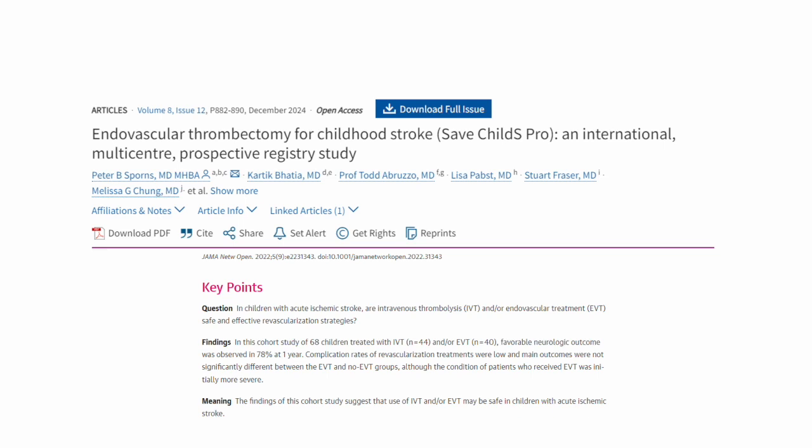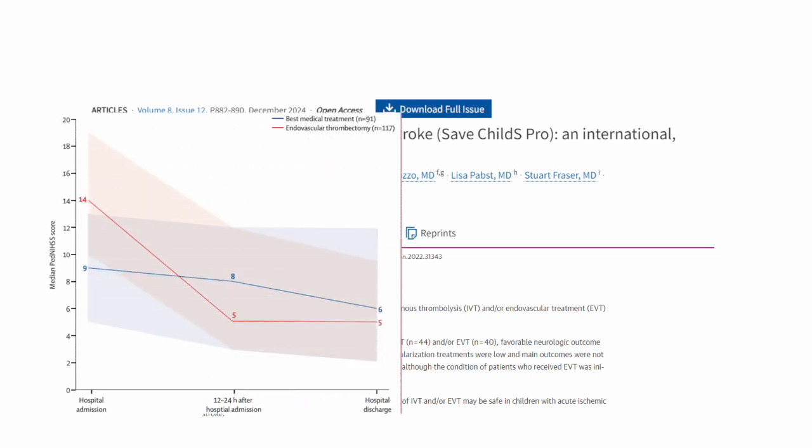And to sum up the study, they had two arms. So one arm was for the patients undergoing endovascular thrombectomy. This recruited 117 patients, and the other arm was for best medical treatment. This involved 91. So what they did was that they measured the median pediatric NIHSS score on admission, which was higher for those who were selected for endovascular thrombectomy, and lower, which is the blue line, for those that were selected for best medical treatment.